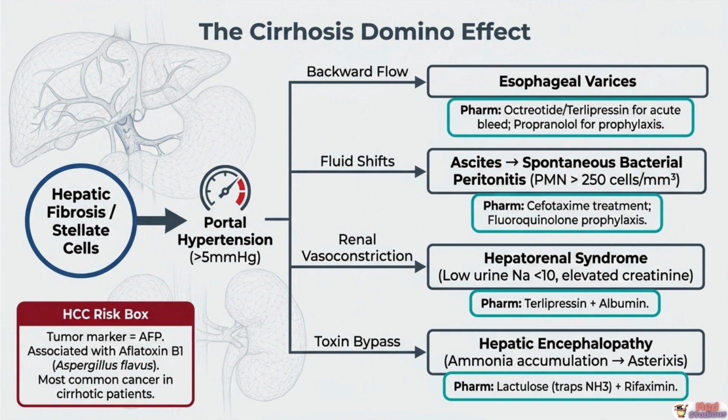And toxin bypass, blood skipping liver detoxification through portosystemic shunts, produces hepatic encephalopathy from ammonia accumulation, causing the classic flapping tremor called asterixis, treated with lactulose to trap ammonia in the gut, plus rifaximin to reduce ammonia-producing bacteria. On top of all this sits hepatocellular carcinoma risk, marked by alpha-fetoprotein and strongly linked to aflatoxin B1 exposure from Aspergillus flavus. It's the most common cancer arising in cirrhotic livers.